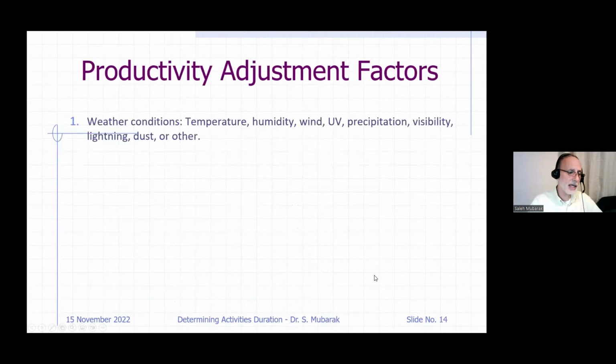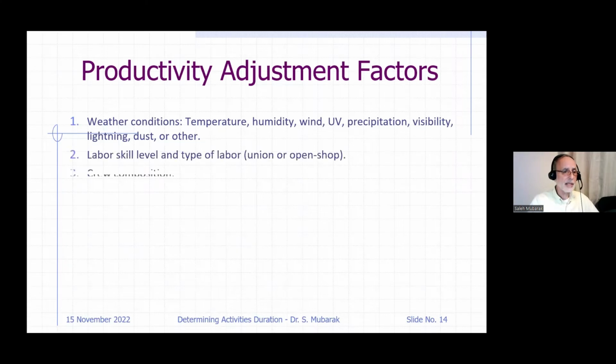Productivity adjustment factors, I have many factors, 18, 19, so I'll go through them very quickly. Weather conditions, temperature, humidity, wind, and so on. Sometimes when you are estimating far ahead a project that is going to take place next year or the year after, you go and look at the climate, and you need to understand the difference between climate and weather. Climate is the whole year. The climate of this country is such and such, and the weather is kind of temporary and it's instantaneous.